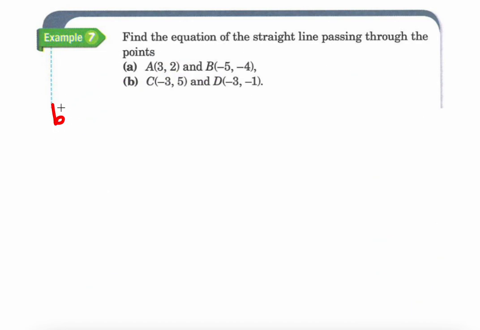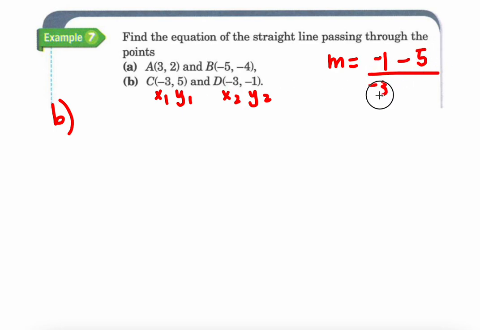Let's try b now. Same thing, I need to figure out my slope first. Okay, so let me make this into x1 and y1, x2 and y2. So y2, negative 1, minus my y1, 5, over my x2, negative 3, minus my x1, which is a negative 3. So this becomes a plus. So then negative 1 minus 5 is negative 6. Negative 3 plus 3 is a 0.